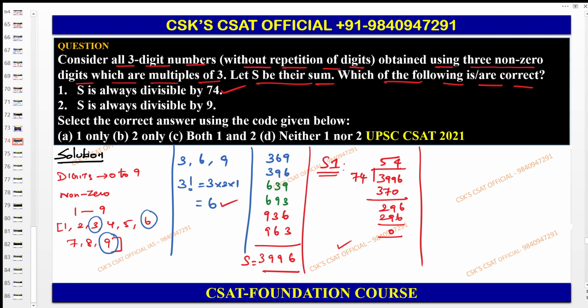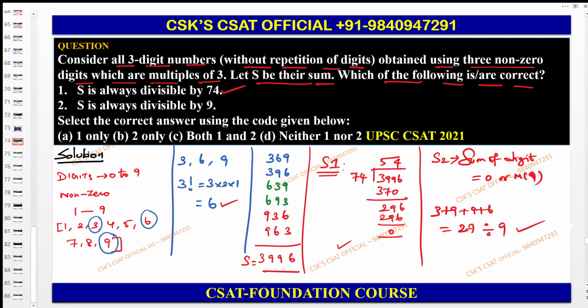Now let us move on to statement number 2. Statement number 2 is about divisibility by 9. You have learned in your foundation class about divisibility by 9: if the sum of digits is equal to 0 or a multiple of 9, then you can call that number divisible by 9. So now let us check the sum here. 3 plus 9 plus 9 plus 6 is 27. Yes, this 27 is divisible by 9. According to this, statement number 2 is also correct.